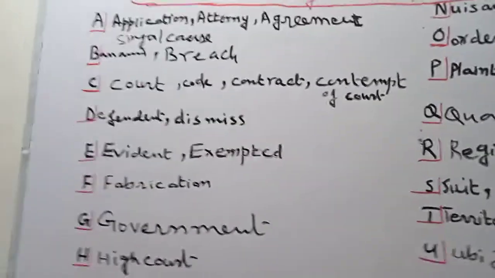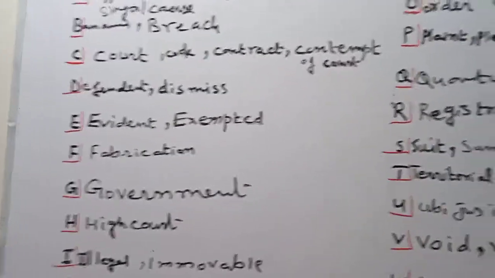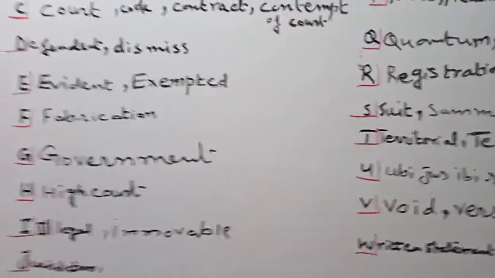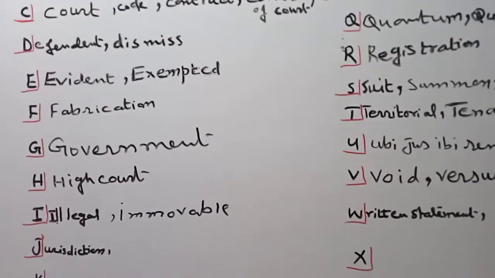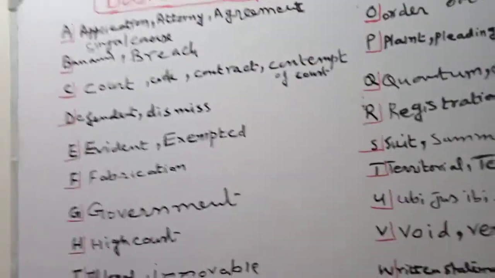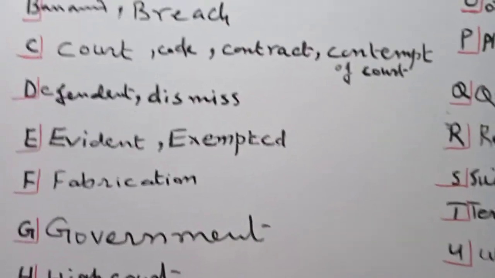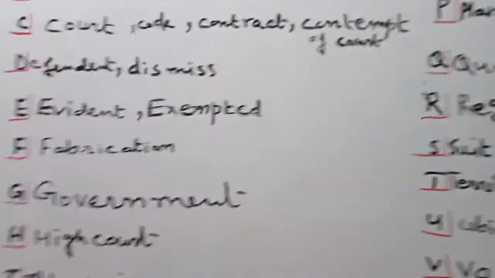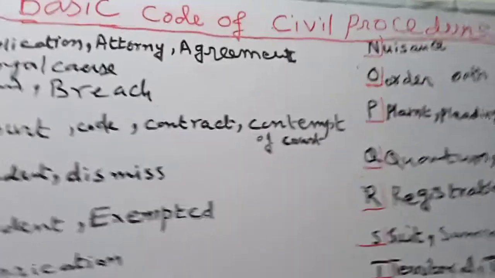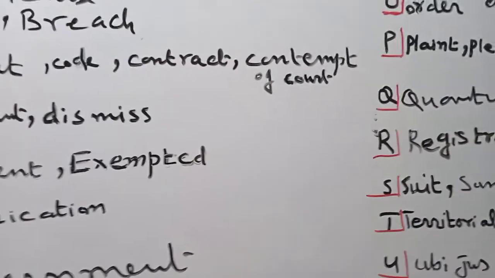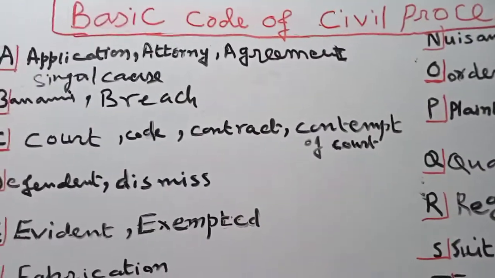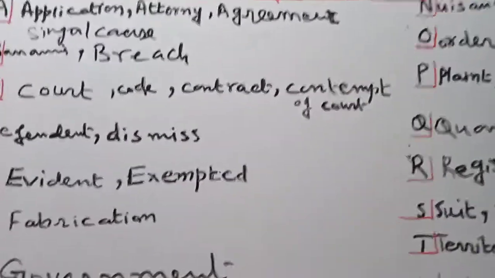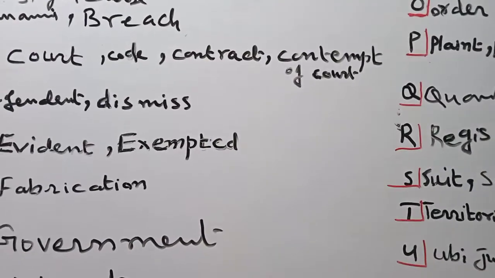Let's move to the alphabet C. C, court. Court, civil court. And C for code. Code means the rules, statutes. Contract. Agreement and contract are the same, but what is the difference? Contract: when an agreement is filed in court, with, of course, documents and requirements, then they issue a number, and it is called contract.